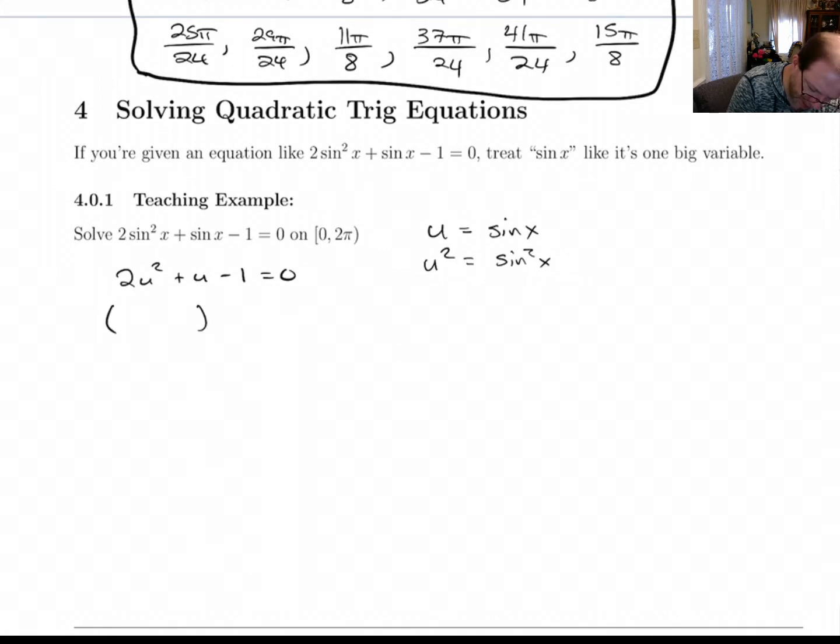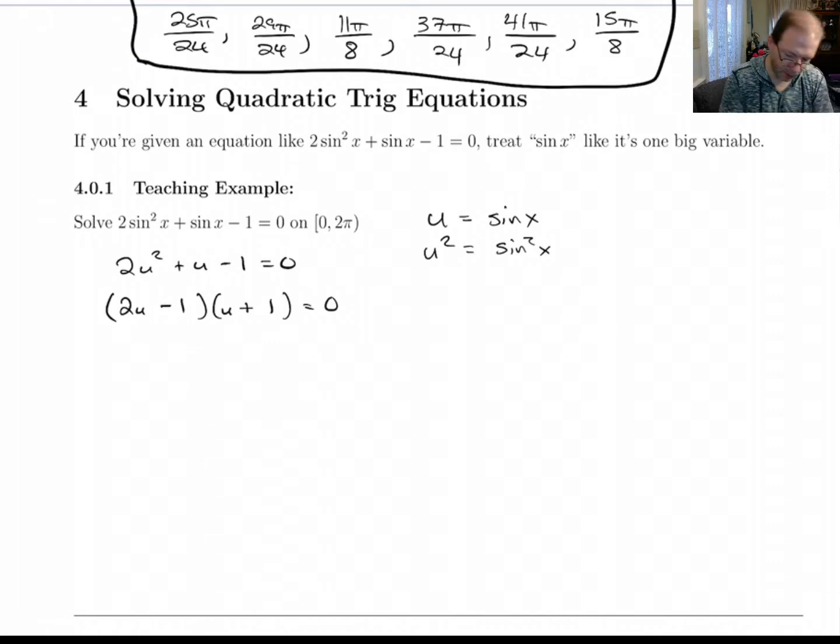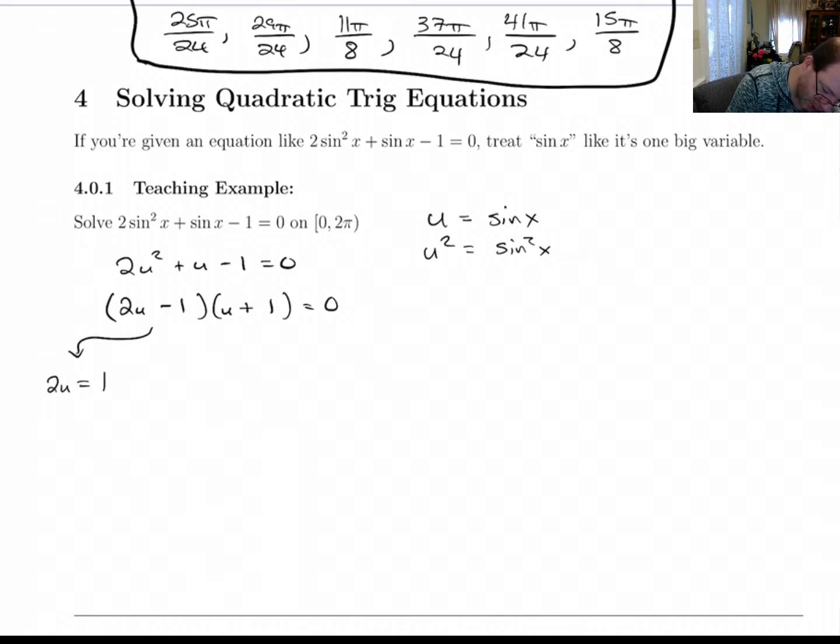Let's see, how can we factor this thing? Looks like we could factor it into 2u and u. Put some 1's there. And we want to make that u in the middle positive, so I'll make this plus and this minus. And that way 2u minus u gives you u. So from this side, we get 2u minus 1 equals 0. I'm going to move that over. 2u is equal to 1, so u is a half. And this gives me u equals negative 1.